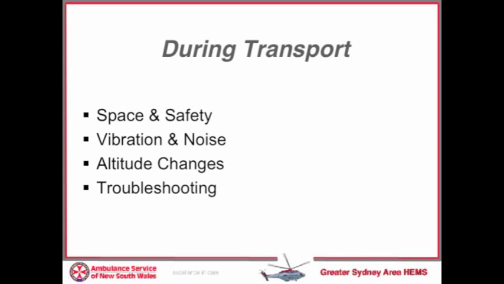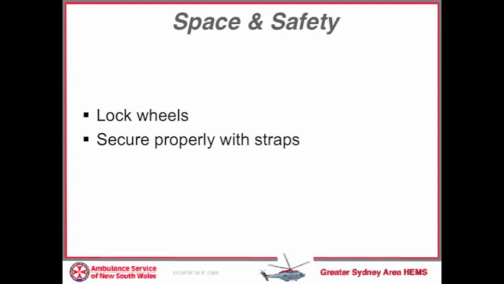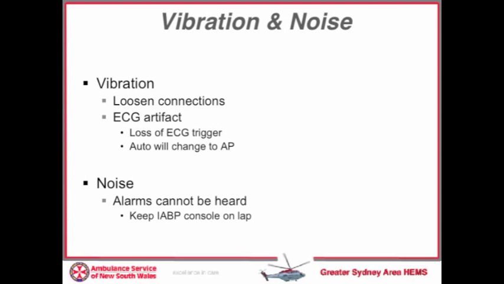During the transport of a patient on a balloon pump, there are a number of important topics that are worth a mention. It is important that the balloon pump is secured properly at all times. Vibration can cause loosening of connections and ECG artifacts, so it's important to have arterial pressure available as a backup. And noise can cause alarms not to be heard, so it is recommended to keep the balloon pump console on your lap in order to be able to visualize alarms on the screen when they go off.